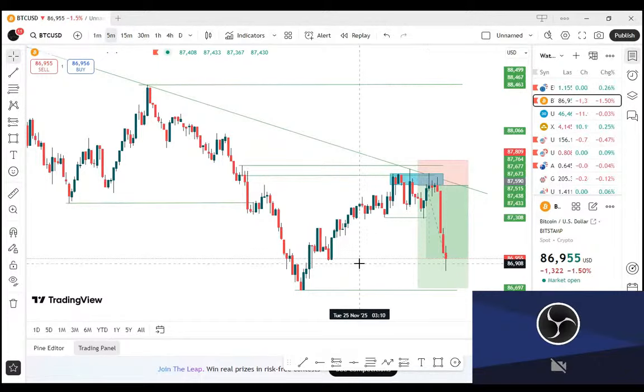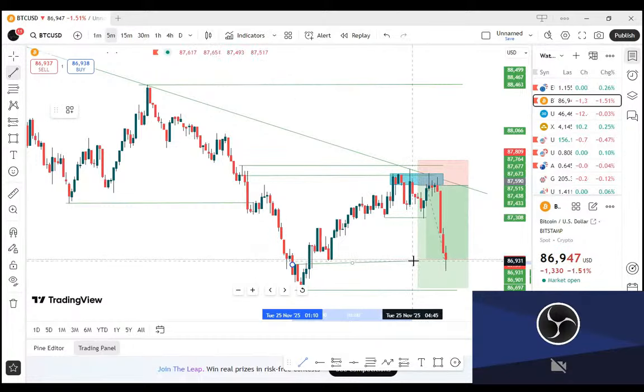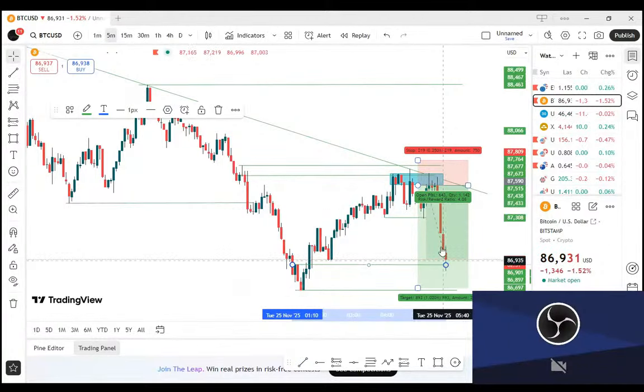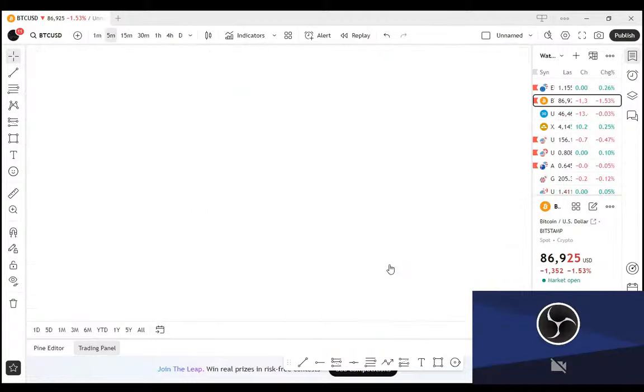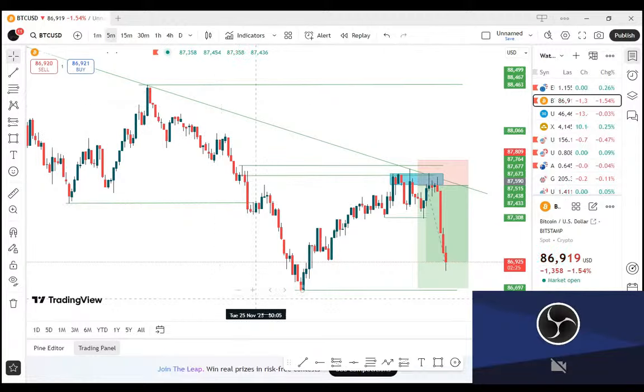At this zone, the sellers are trying to sell. They are trying to reject price at this zone. I know that anytime the sellers come here, they always put the price back to retrace at this zone and then go down. But we are still holding down.